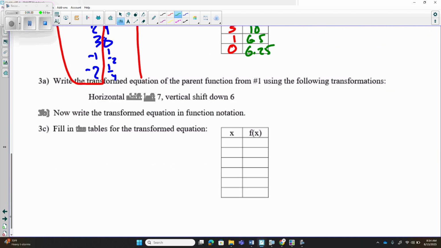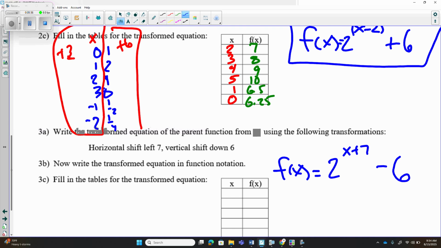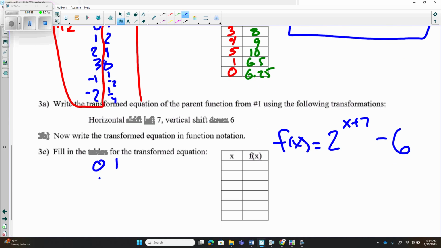horizontal shift left 7. What's that mean? Minus 7. So it would be 2, and then you would have x what? Plus 7, that's right. And shifting down 6 would be minus 6. So now we're going to use those same exact points, the 0, 1, 1, 2, 2, 4, 3, 8, negative 1, 1/2, and negative 2, 1/4. You're going to subtract 7 from each of these, right?